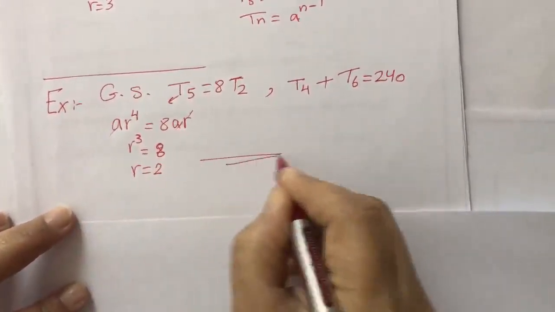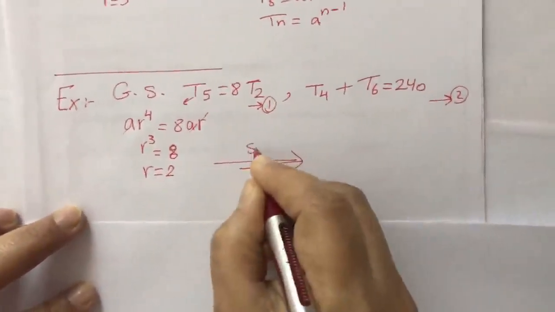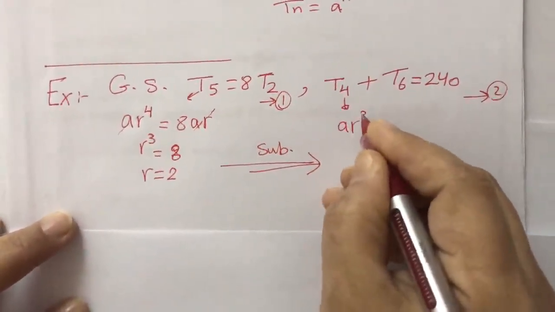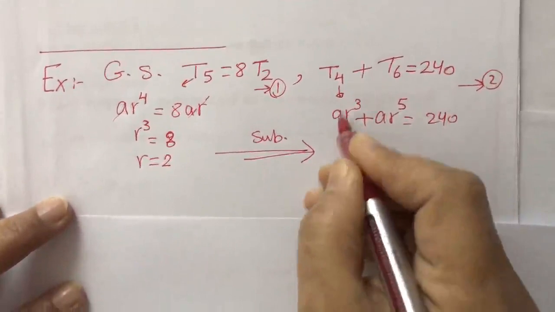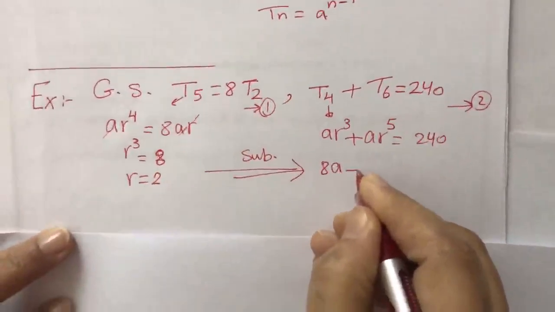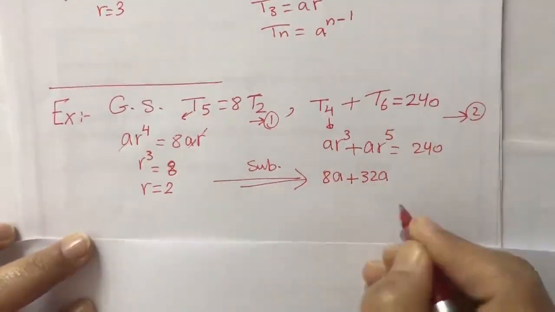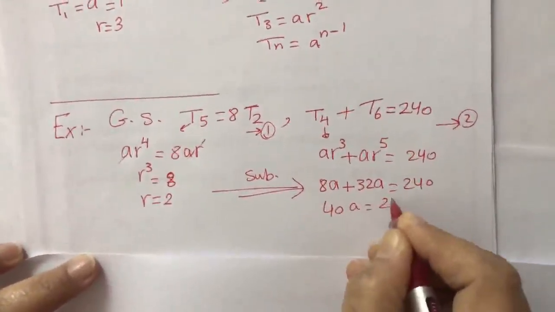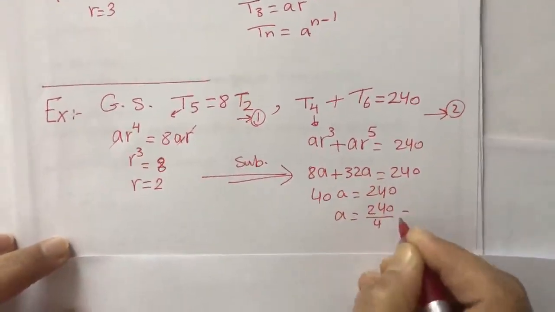This is the first equation and this is the second one. I will substitute in the second one. Here, I translated AR power 3 plus AR power 5 equal to 140. Instead of R, I will put 2. So 2 power 3 is 8A plus 2 power 5 is 32A, equals 140. So 40A equals 140, so A equals 140 divided by 40, which is 3.5.